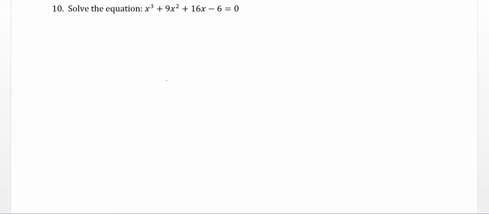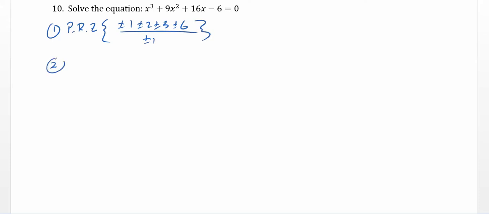So to solve this equation, we can't factor by grouping. So instead, what we do is first we would create a list of all possible rational zeros. So that would be plus or minus 1, plus or minus 2, plus or minus 3, plus or minus 6, all divided by plus or minus 1.